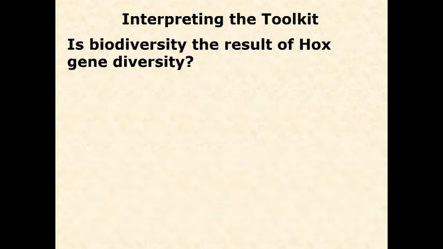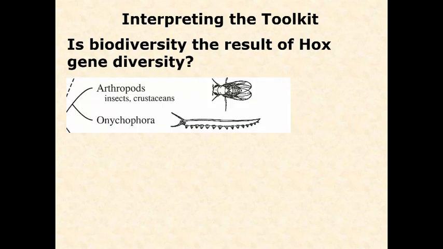Okay, one other question. Is biodiversity, so species count, the result of this Hox gene diversity? So if I get more and more Hox genes, does that mean I'm going to have more species? And the short answer to this one is no. We could look at several examples, but here's one we've already talked about: arthropods, by far the most biodiverse and speciose group of organisms on Earth.